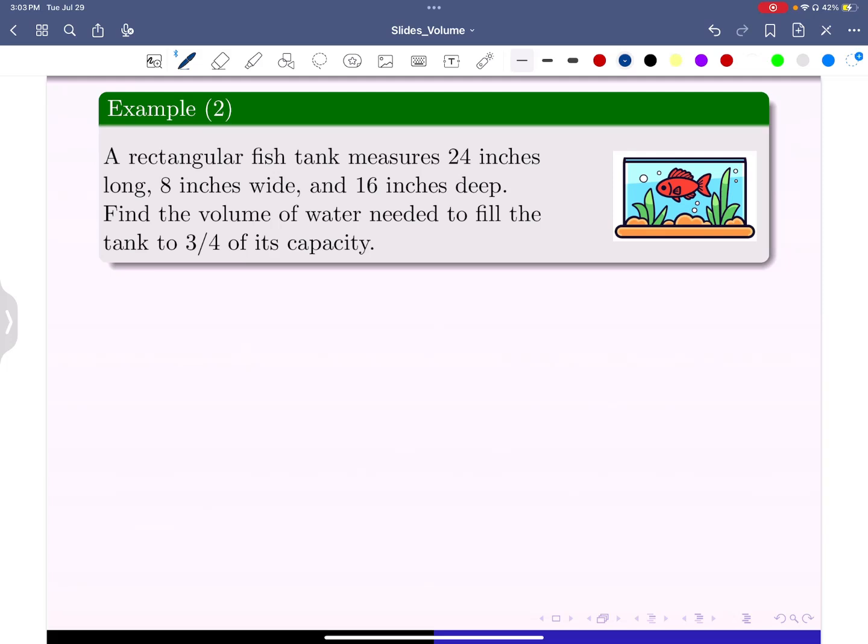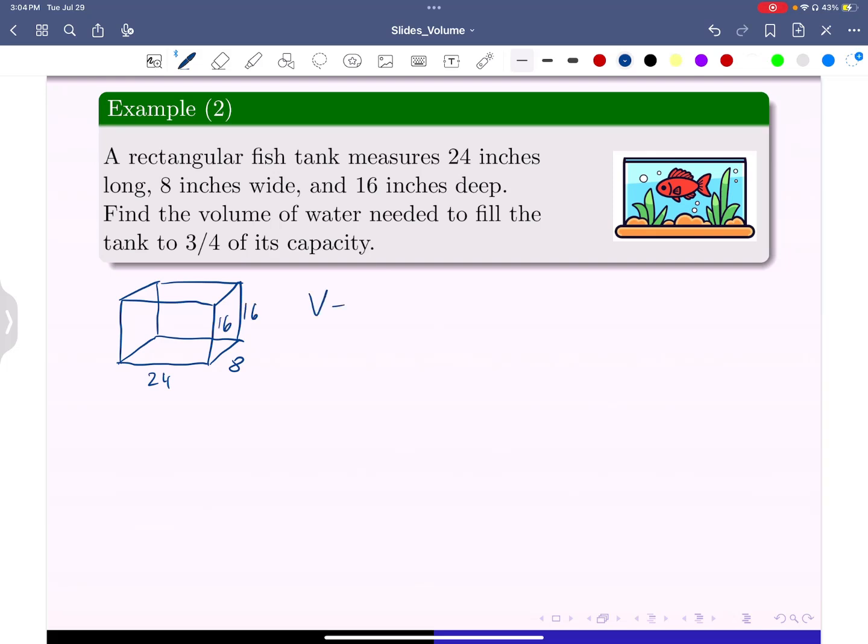Example 2, a rectangular fish tank measured 24 inches long, 8 inches wide, and 16 inches deep. Find the volume of the water needed to fill it 3/4 to its capacity. So we have 24 inches long, 8 inches wide, and 16 inches tall.